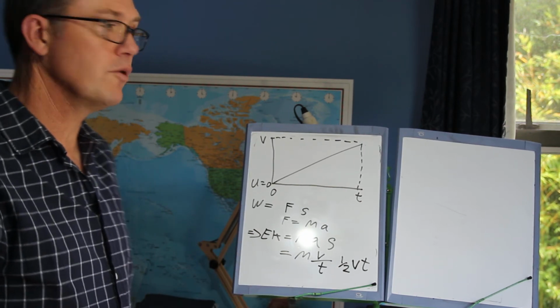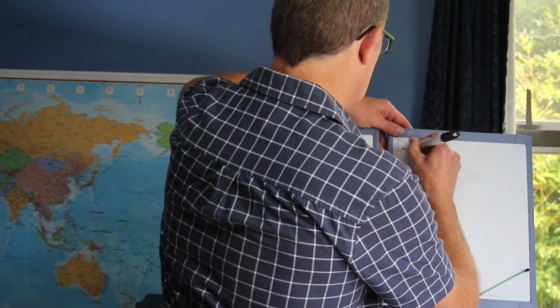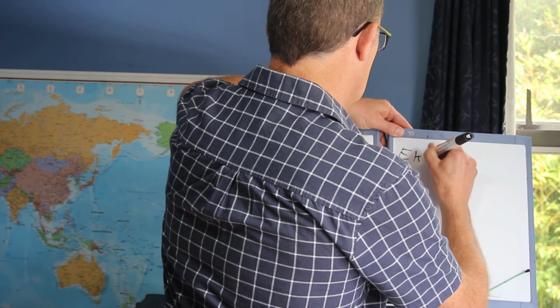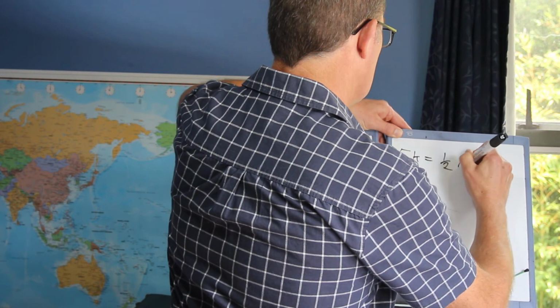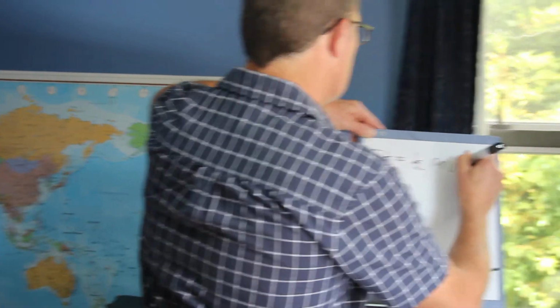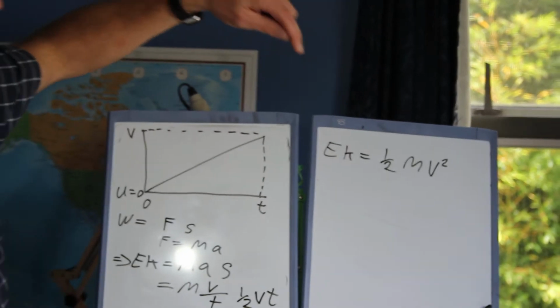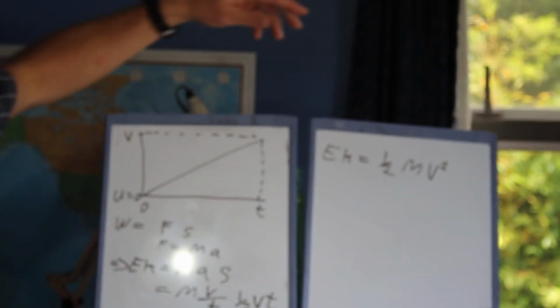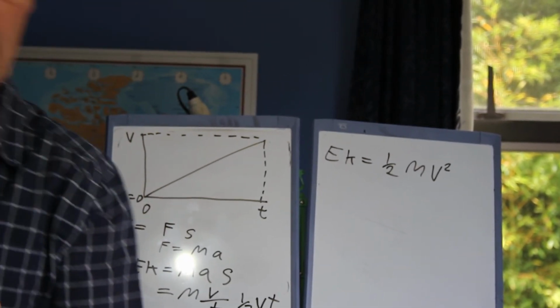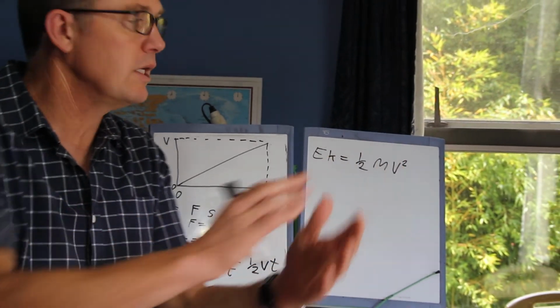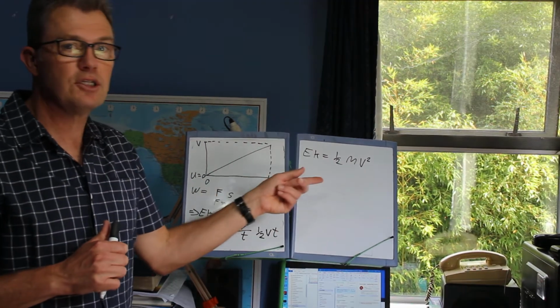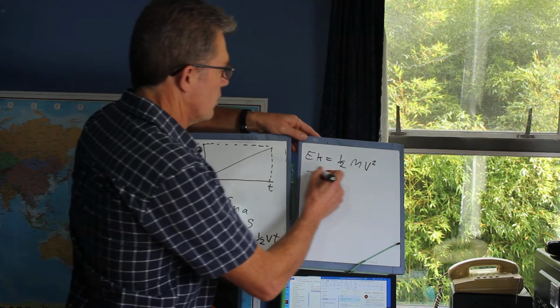So what do we end up with? Kinetic energy equals half mass times speed squared. That is your formula for kinetic energy. If you know the mass and you know the speed, you know how much work needs to be done to get the object to that speed, you know how much kinetic energy it will have at that particular speed.